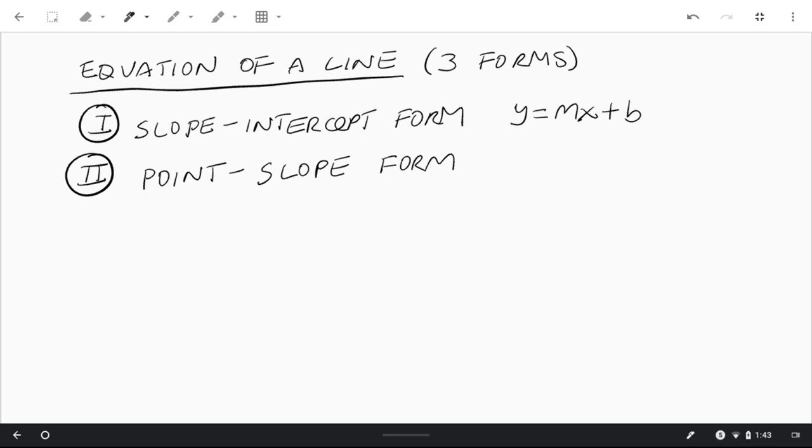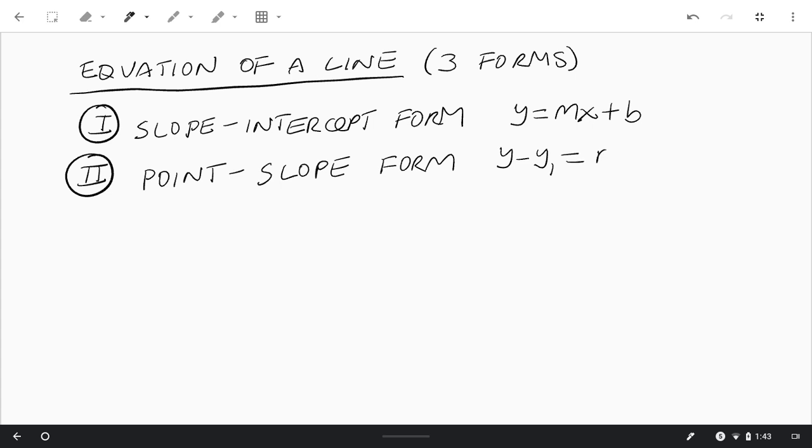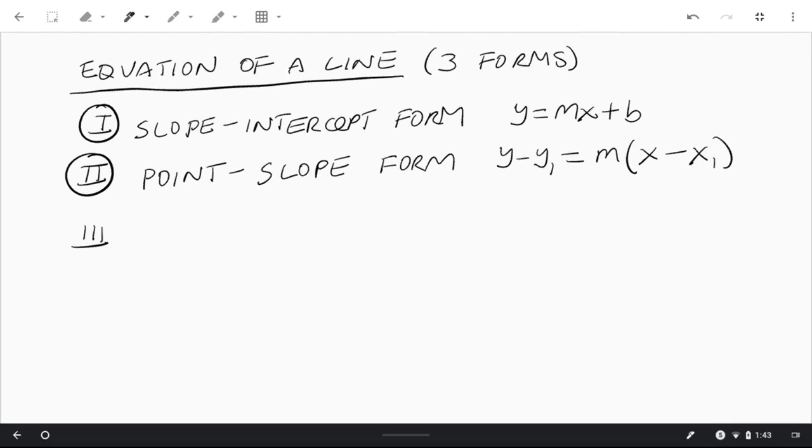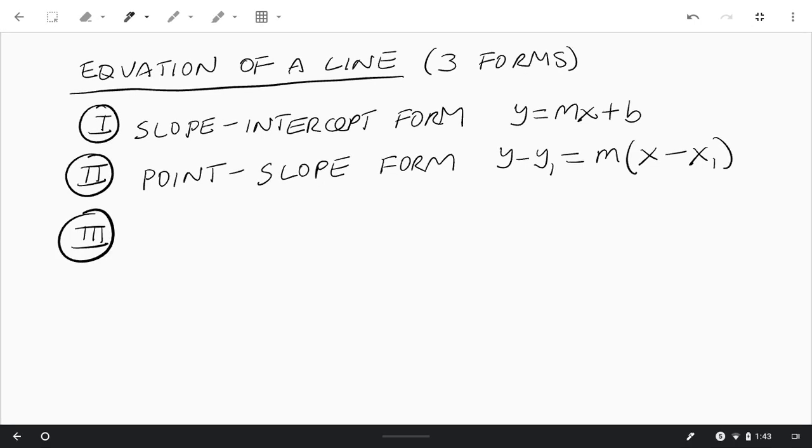Y minus y1. So you would have a number there where the y1 is. And then you would have a number here, which would be your slope. And then you would have x minus x1. And again, you would have a number where that x1 would be. So here, m would be your slope, and x1, y1 would be your point. And that's why they call it point slope, because you know a point and you know the slope.